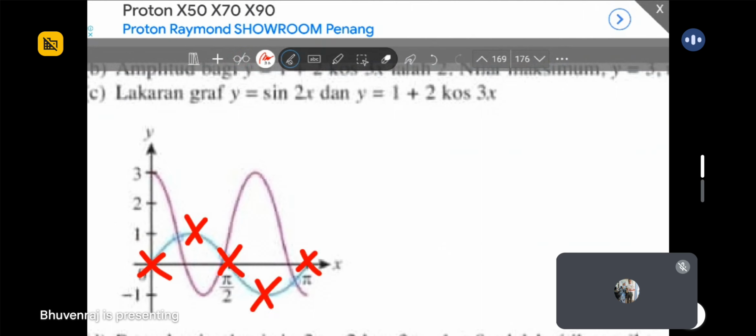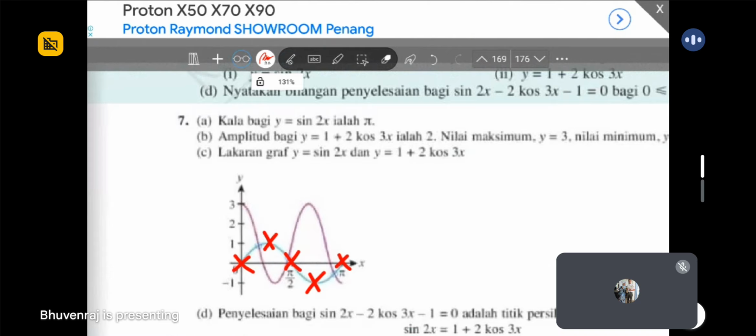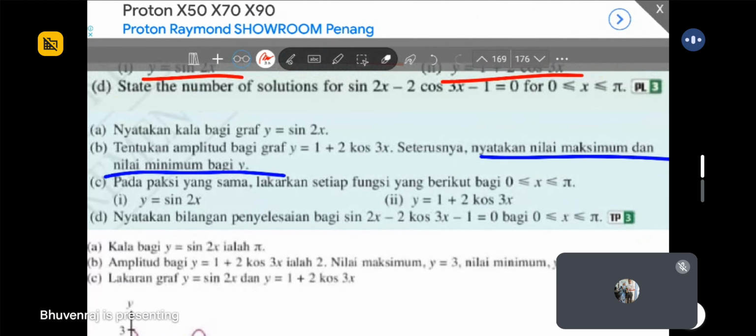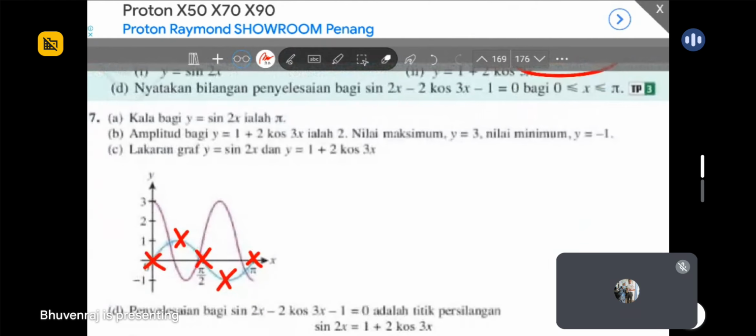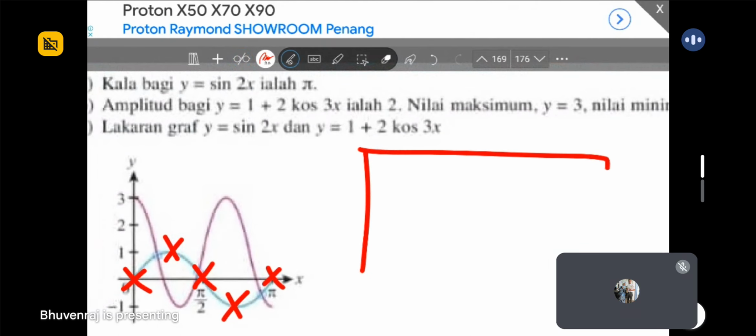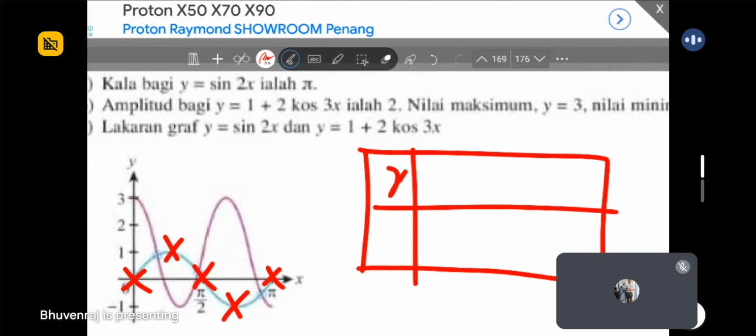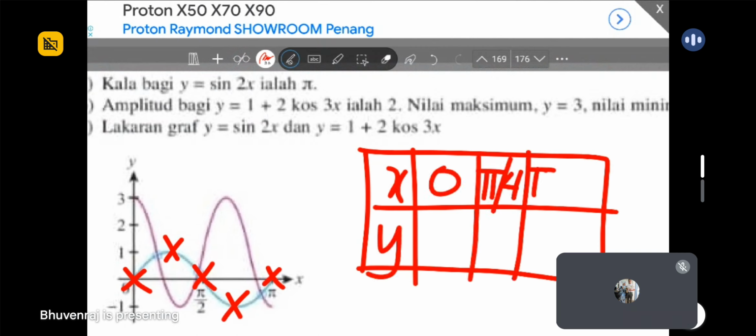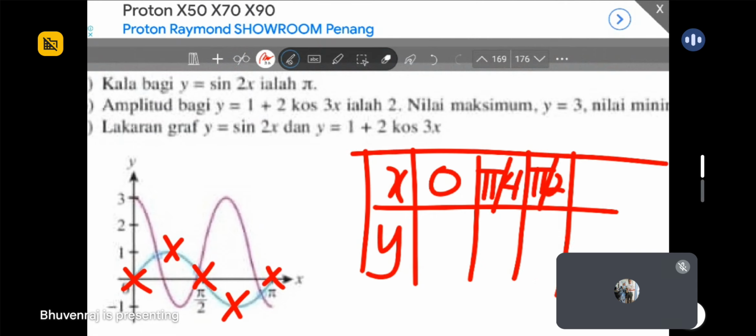Again, I say it's the basic angles: 0, pi over 4, pi over 2, 3 over 4 pi, and pi. Semua yang basic saja. Because for this one you need to follow the range, guys. Kena lihat julat. It's only 0 until pi, so you can plot your graph until pi. If it's until pi, usually the table will look like this: 0, then pi over 4, then pi over 2, then 3 over 4 pi, and also pi.